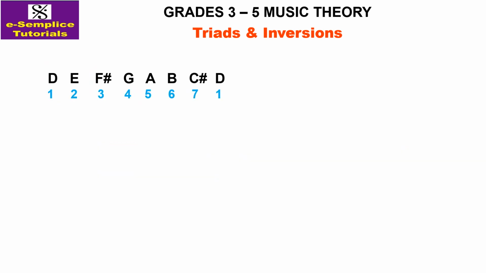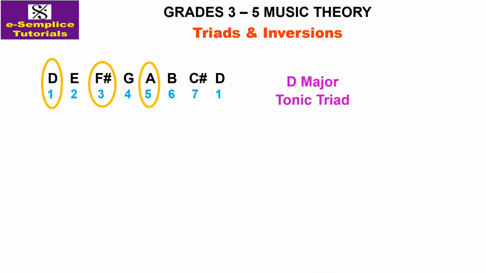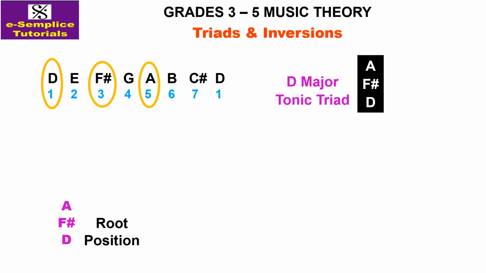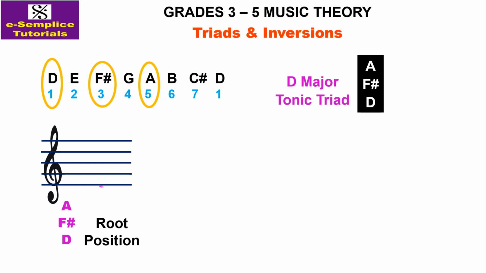Let's look at another example. We are looking at the D major tonic triad. Stack the D major tonic triad. You have D, F sharp, and A. Let's look at the root position where D is at the base. We need a stave. D, F sharp, and A. This is root position, D major tonic triad.